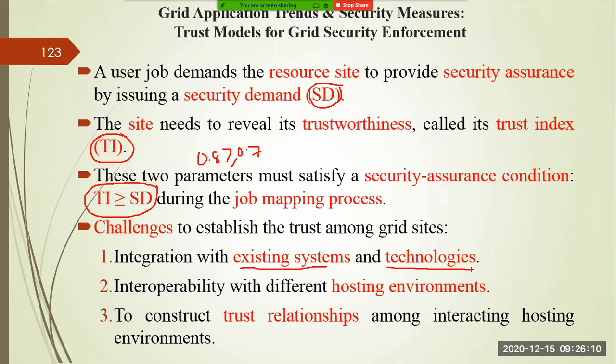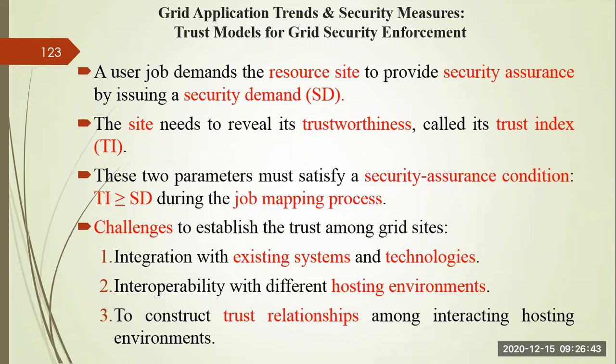The second one is interoperability of the hosting environment. Interoperability says that, for example, you are launching something in a Windows environment and you want to switch to a Linux environment, so it should be interoperable. It should run irrespective of the environment. Otherwise, there is an interoperability issue. Next is to construct the trust relationship among interacting hosting environments. If the trust relationship is stronger, then the number of jobs submitted to a particular site will increase, right? That is the challenge with respect to trust.